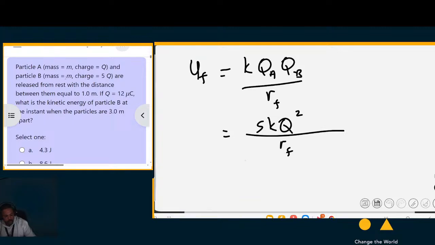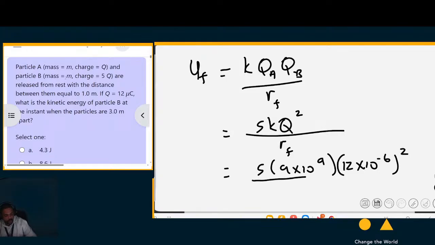Over R final. If we substitute in everything, that's 9 times 10 to the 9, times 12 microcoulomb, 10 to the minus 6, and we should square that. I forgot to square it in the previous calculation. My calculation is still correct, I just forgot to write the square sign there. And they are now how far apart? 3 meters apart. And if you work that out, it is 2.158 joules. This is what I got.